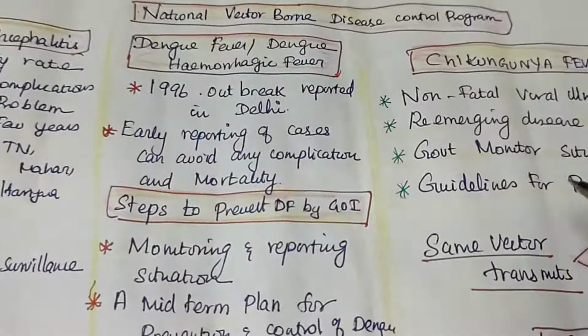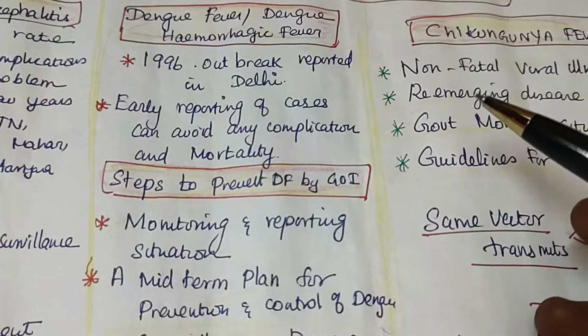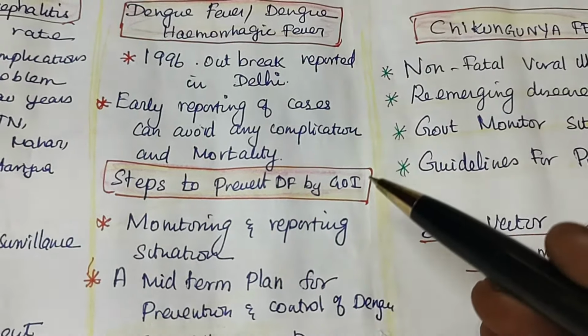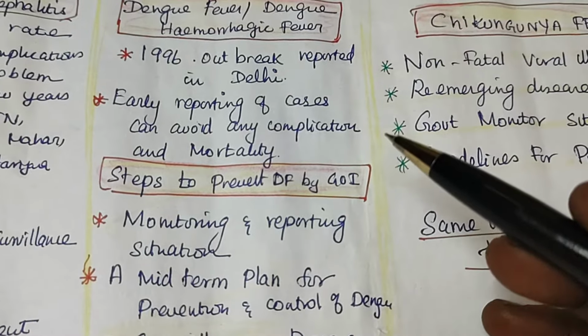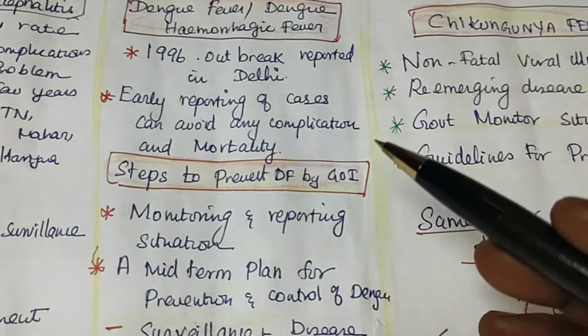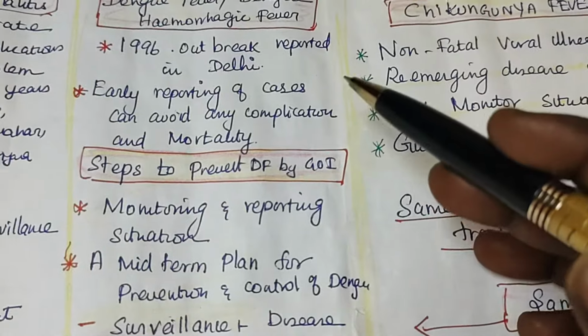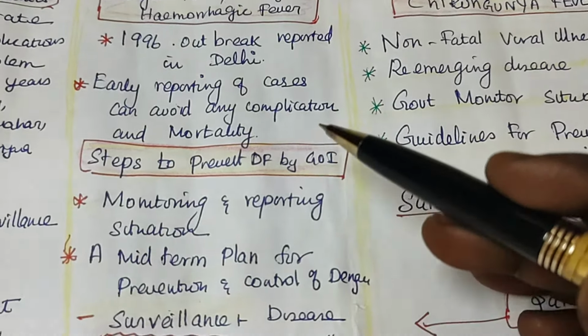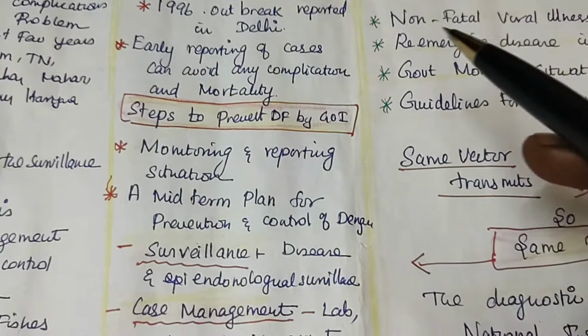Okay, what is called dengue? You know the dengue very well. Even currently many people are dying. Current news came that within 1 month 24 to 40 people have died of dengue in Tamil Nadu. The dengue outbreak started in 1996, a rapid outbreak in Delhi. Early diagnosis avoids complications and mortality. So early diagnosis is very important.